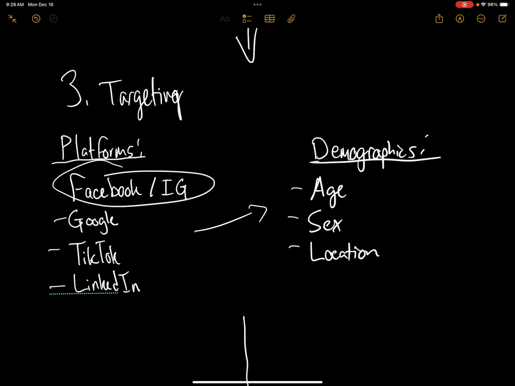So age. Does my product cater to a specific age range? Maybe it's teenagers. Maybe it's people who are nearing retirement. Maybe it's people who have just had kids, right? All of this stuff you can figure out from doing a little bit of market research on your ideal customer.